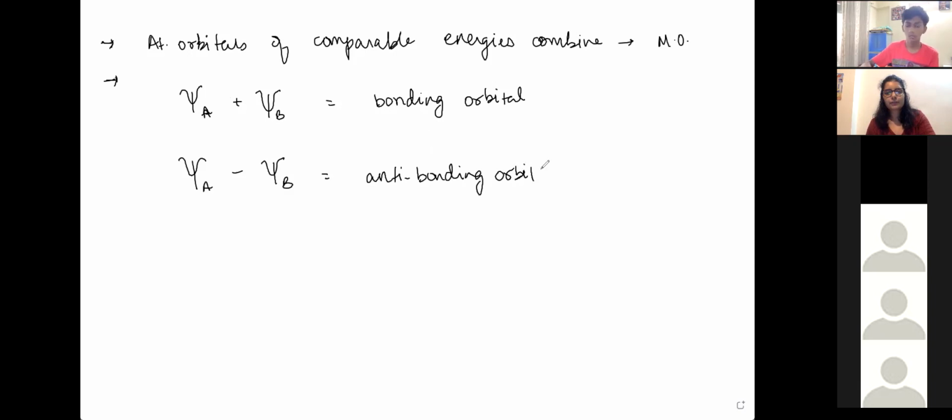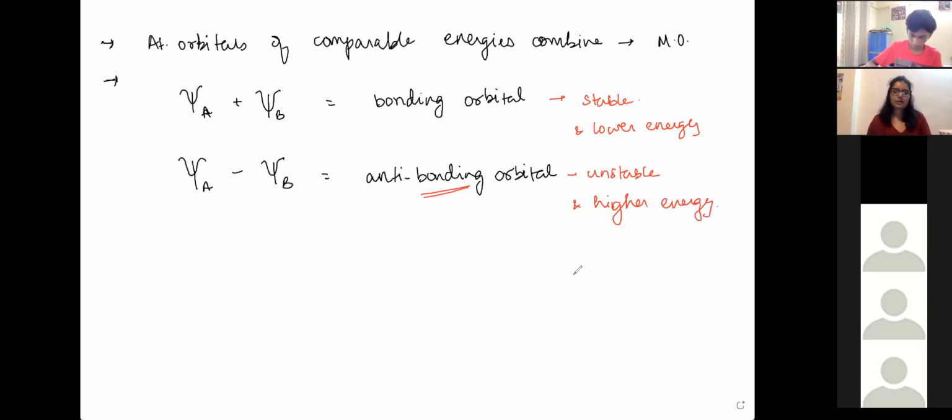And what's the difference between a bonding orbital and an anti-bonding orbital? Kaveri? Bonding is more stable, with lower energy, and anti-bonding has a higher energy but is more unstable. Correct. So anti-bonding is unstable. This does not favor bonding, so this is unstable and has a higher energy level.